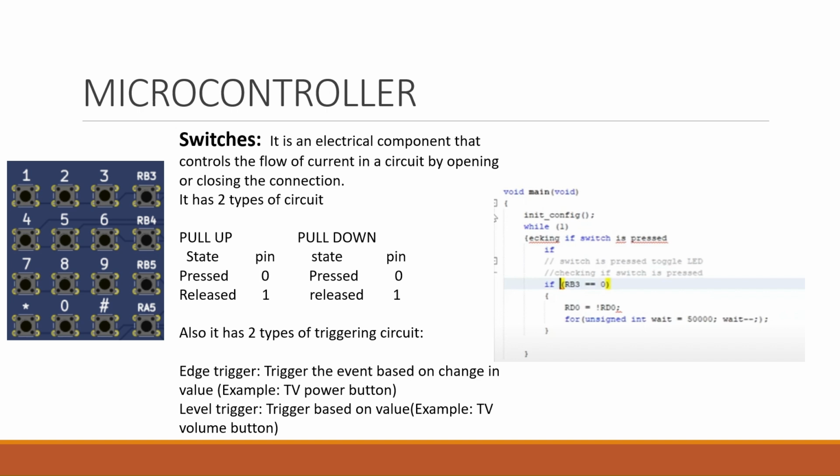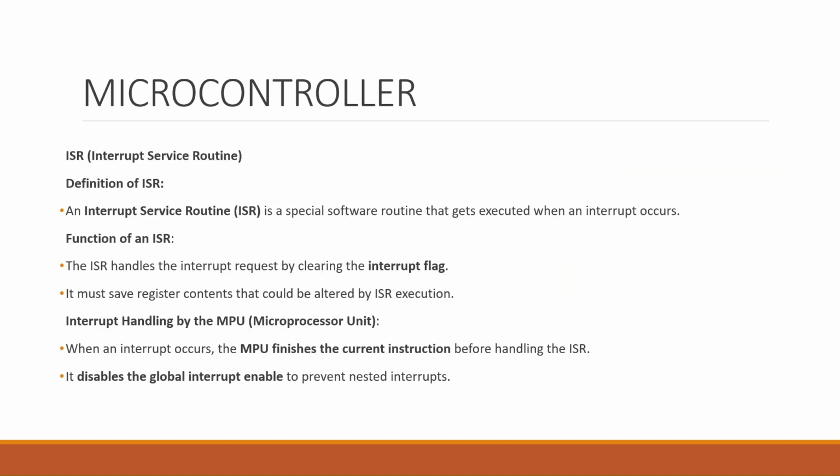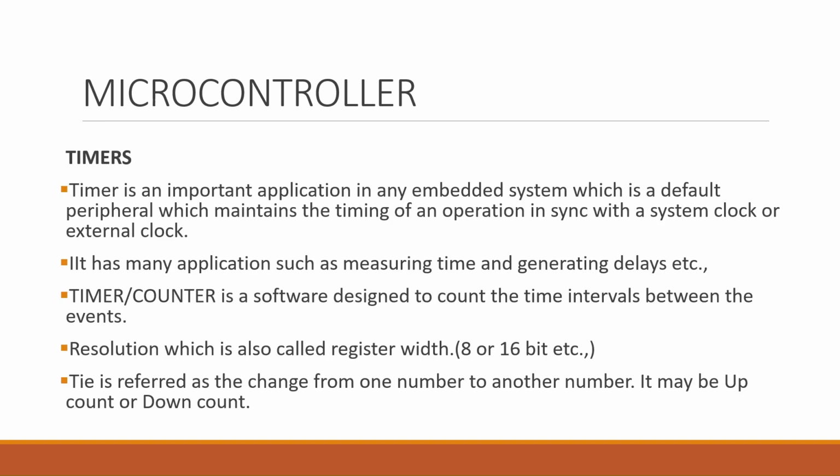ISR stands for interrupt service routine. The definition of ISR: an interrupt service routine is a special software routine that gets executed when an interrupt occurs. Another one is the timer. A timer is an important application in any embedded system, a default peripheral which maintains the timing of the operation in synchronization with a system clock or external clock.